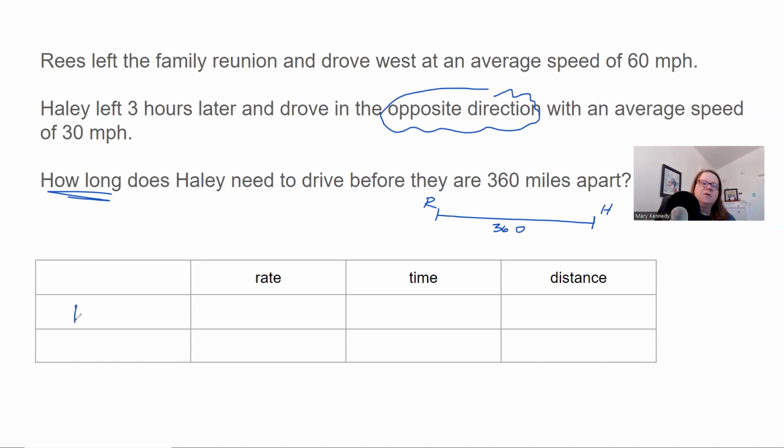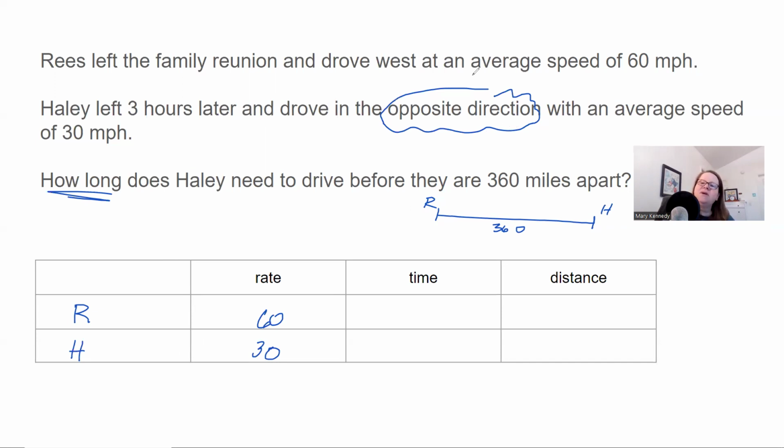Okay, so I'm going to list Reese here and Haley here. And rate, anytime you see miles per hour, that's a rate. So 60 miles per hour for Reese, and Haley's going 30. So Haley must be stuck in some traffic.